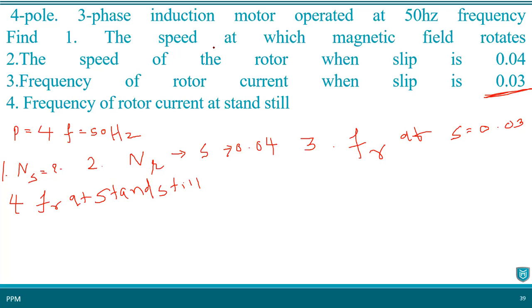First is the speed at which the magnetic field is rotating. That simple equation we are going to apply over here: Ns is equal to 120 F by P, where 120 into supply frequency 50, while the number of poles are 4. So it's 6,000 by 4, so it's 1,500. Are all of you getting the same answer? Yeah, only Hagos is there in the class. It seems like other students are not sitting in my class.